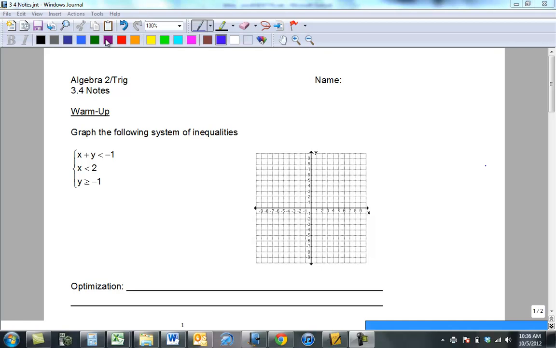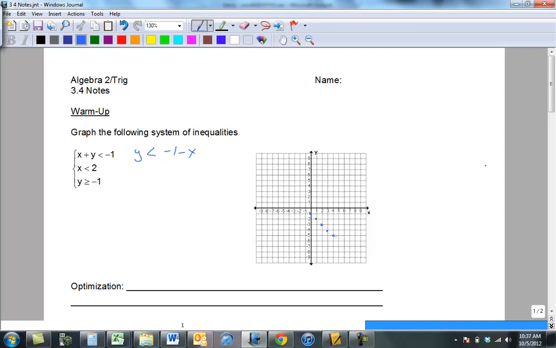Alright, so we're going to start off with a quick warm-up. We're going to graph this system of linear inequalities. If you haven't done so, go ahead and pause it and hook that up. Once you have done it, you should get y is less than -1 minus x, which has a negative slope.